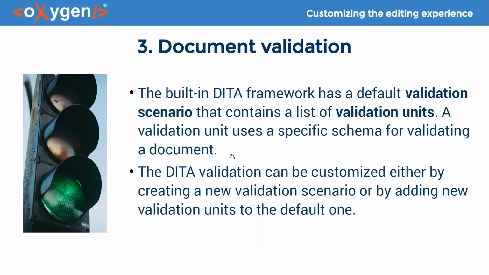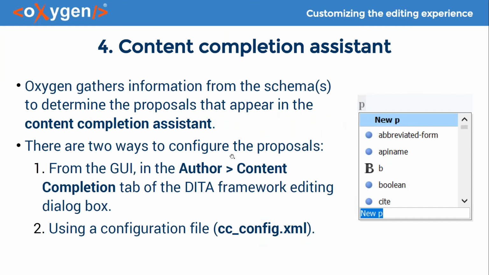Okay, let's go back to our slides. And now let's discuss how to customize the content completion assistant. You should know that Oxygen gathers the information necessary to determine the proposals that will be displayed in the content completion assistant from the schemas. And we have two possibilities to configure the default proposals.